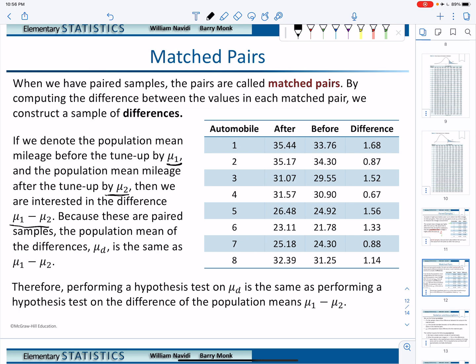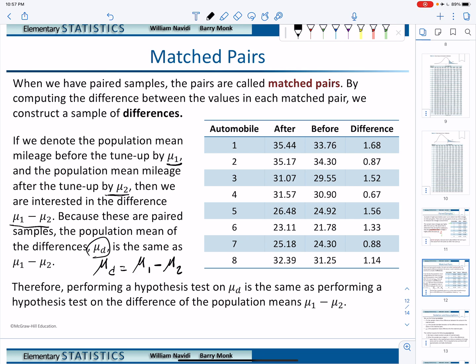Because these are paired samples, we can call our notation the population mean of the differences. Now the population mean of the differences is just going to be the population mean of the cars before the tune-up minus the population mean of the cars after the tune-up. Once again, we don't usually have the ability to survey or talk to each person that owns a car out there to get the data for the whole population.